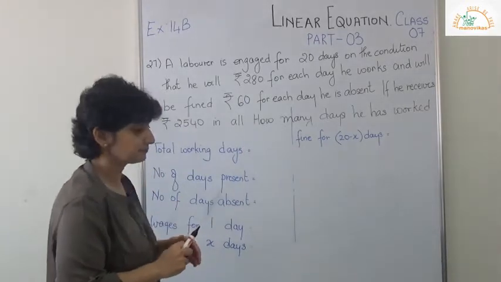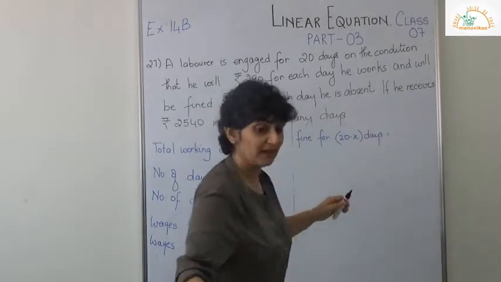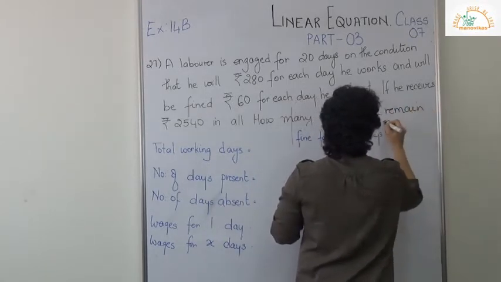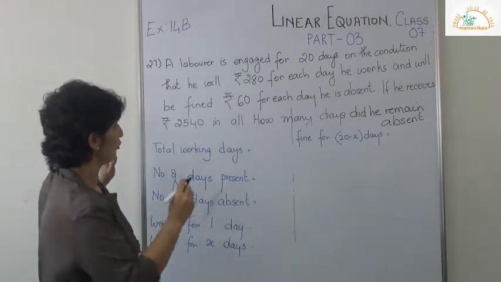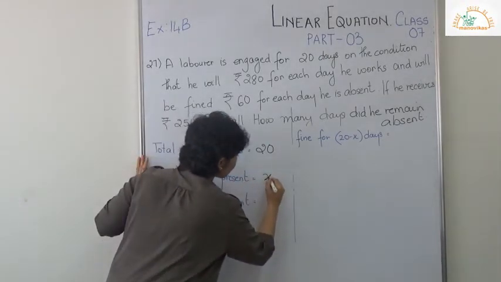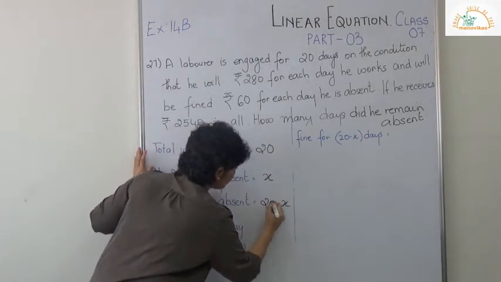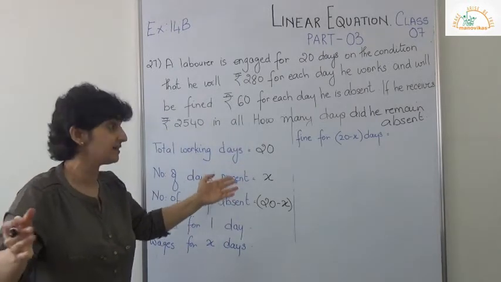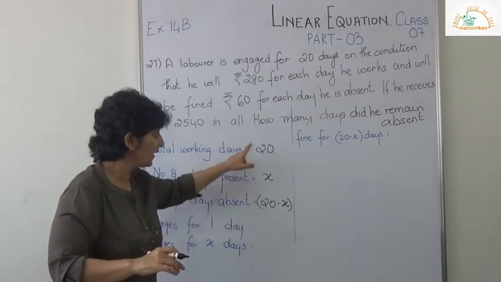So let us see. So here children, how many days did he remain absent? Alright? Now let's see. Total number of working days, you know, that is 20 days. Number of days he worked, you don't know, so let me put this as X. Now number of days he was absent, total minus this will give you the number of days he was absent. Correct? Total number of working days were 20, and he was present only for X number of days. So days absent would be 20 minus X.